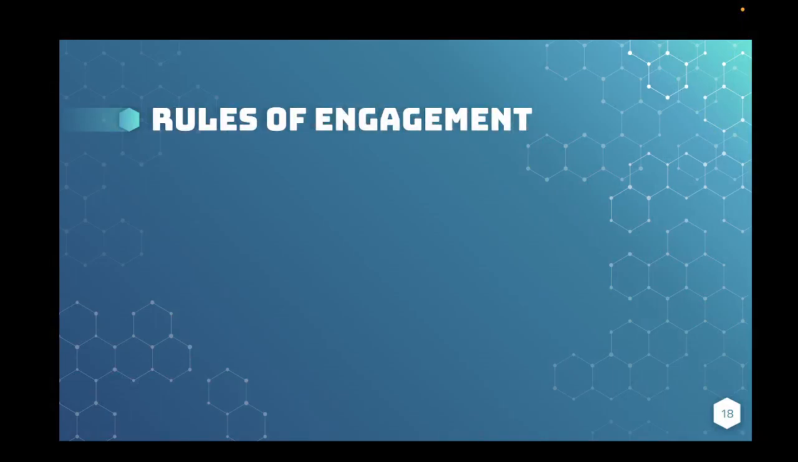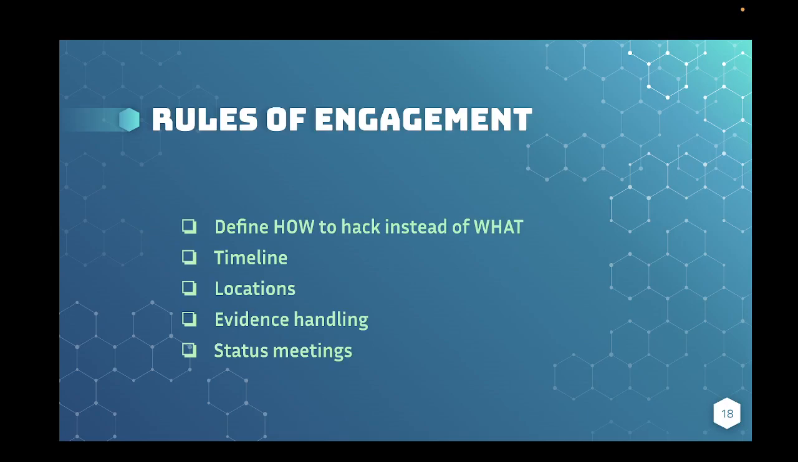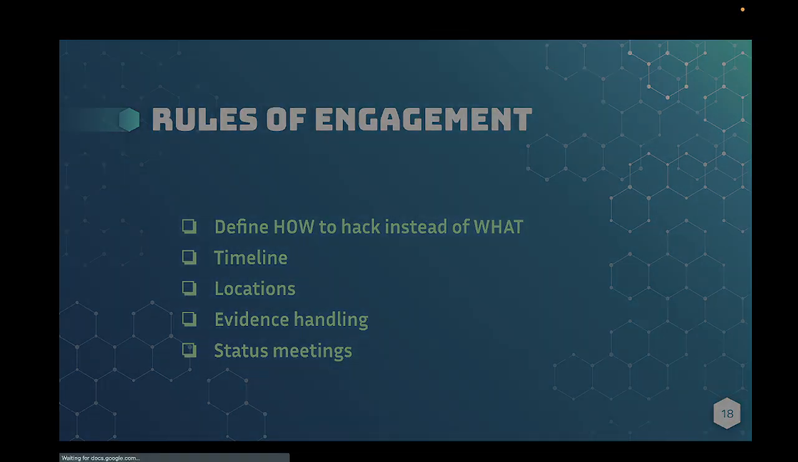Now, as for the rules of engagement, we should talk a little bit about that as well. This is defining how to hack instead of what to hack. And in this we include timelines, I mean, when do we test, of course, start and end date. When do we plan to deliver the report, those kinds of things. Locations. Where are we hacking? Physical locations, could be network locations. Evidence handling, if you find something, like for example a file, how should you store it, what should you do with it. The status meetings should be discussed in the rules of engagement as well.